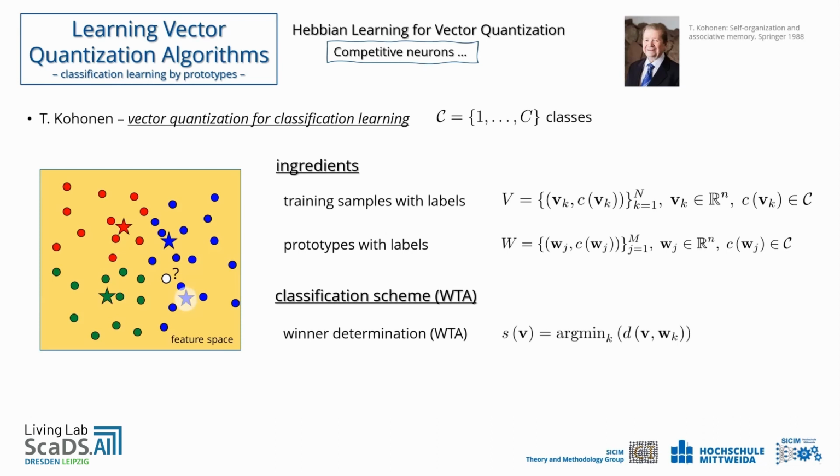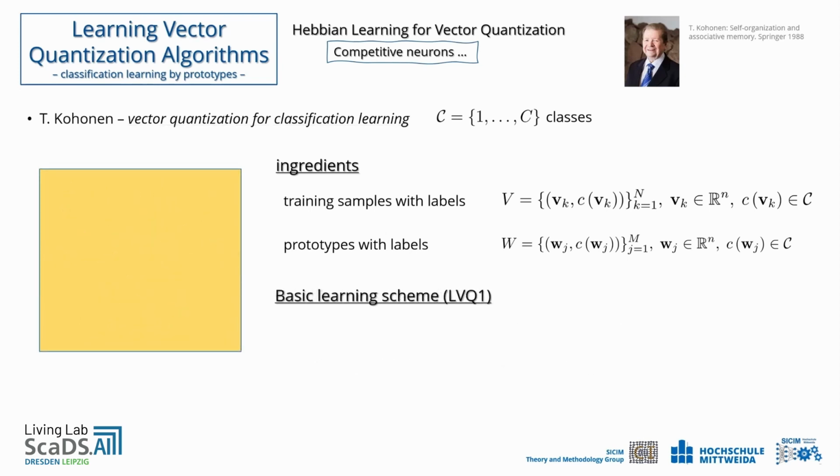So we have to determine the winner, which is the closest prototype to a given stimulus. And then we decide that the respective data point is labeled by the class label of the best matching prototype. In this way, we get a partition of the data space into the class regions. And of course, now the question is how to distribute the prototypes. There is a very basic learning scheme introduced by Kohonen in the 80s, where we initialize the prototype vectors randomly for each class. Then we present samples to be learned.